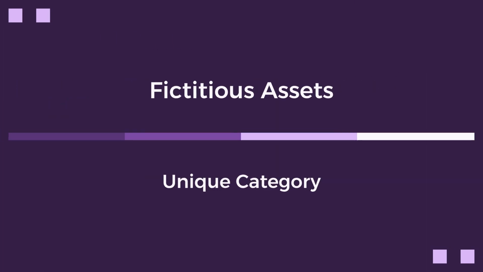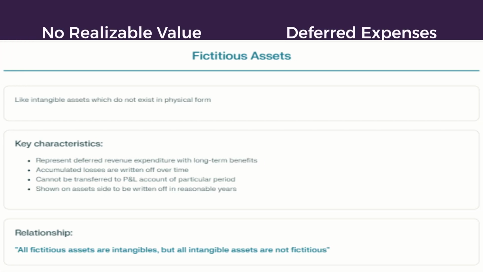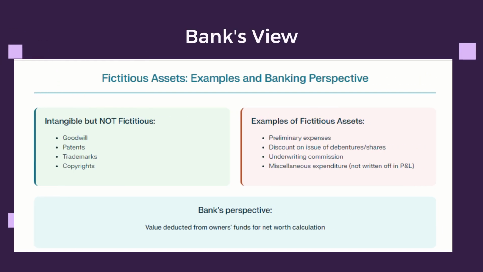Now, let's explore fictitious assets. These are not assets in the true sense, as they don't have a realizable value or generate future economic benefits. They are essentially expenses that have been deferred on the balance sheet. Examples include preliminary expenses, underwriting commissions, and accumulated losses. These are written off against future profits, rather than being sold or converted to cash. From a bank's perspective, fictitious assets are often disregarded when assessing a company's financial health, as they do not represent any real security for loans or credit.